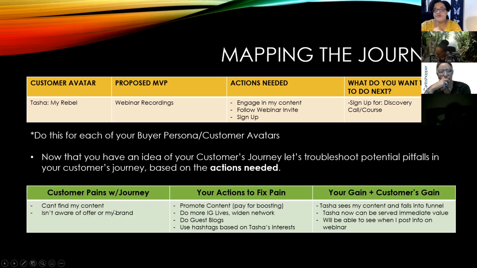So remember, I'm talking about Tasha here. A potential pain point with her journey to my MVP is that she can't find my content. She has no idea who I am. She doesn't know my brand. She doesn't know what I do. So how do I fix this?